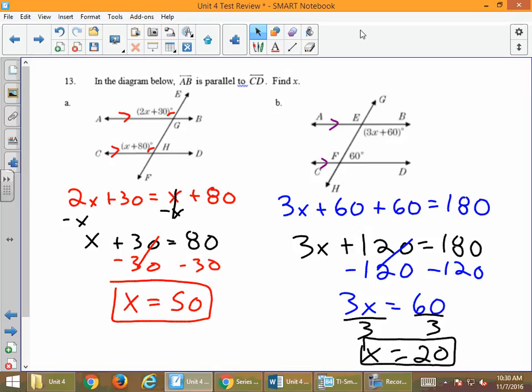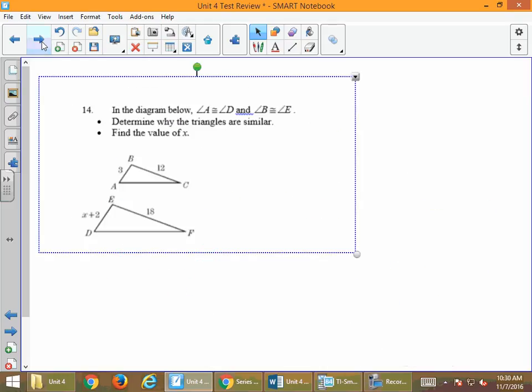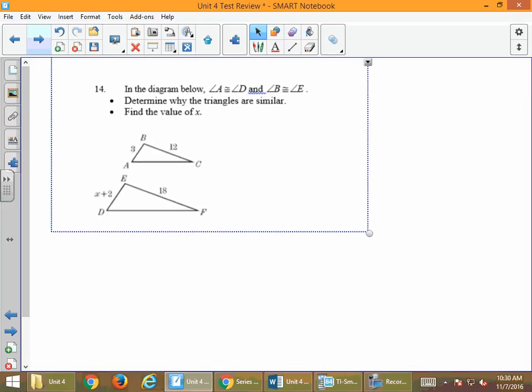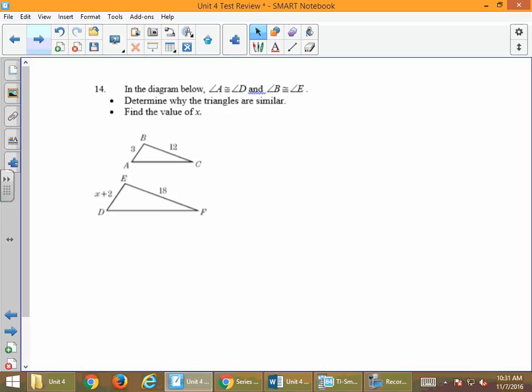Good. Questions on those? Again, when in doubt, set two things equal, because only one of them is equal to 180. All right, 1, 2, 3. Next question, number 14. The diagram below: angle A is congruent to angle D, angle B is congruent to angle E. Determine why these are similar, then find x. Okay, cool, let's do it.